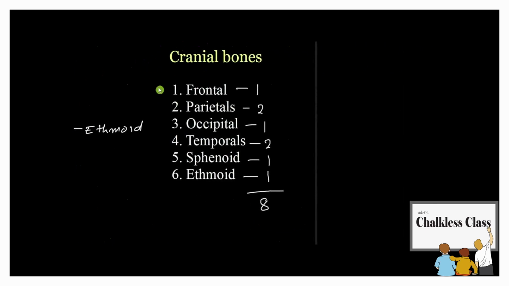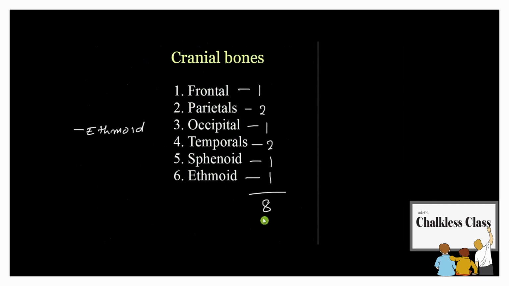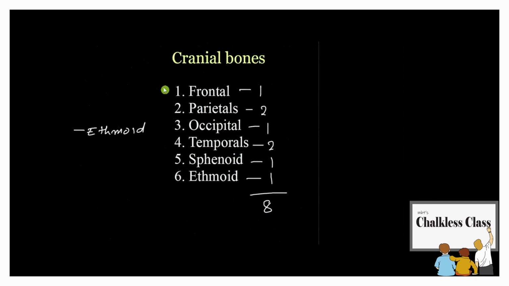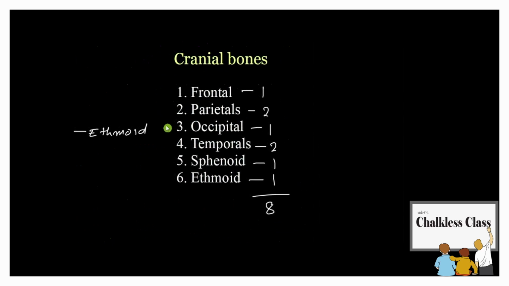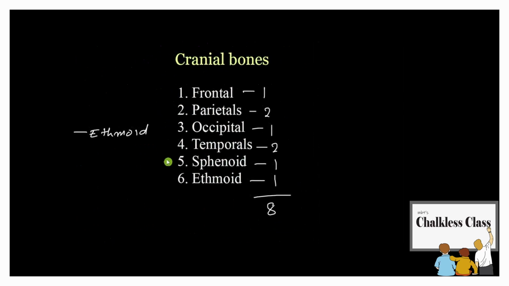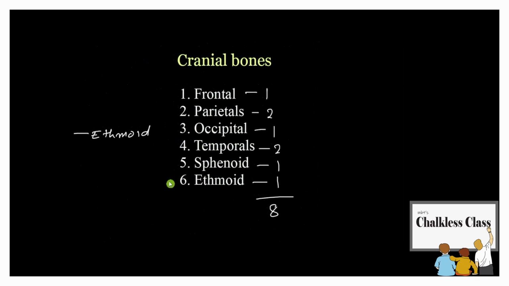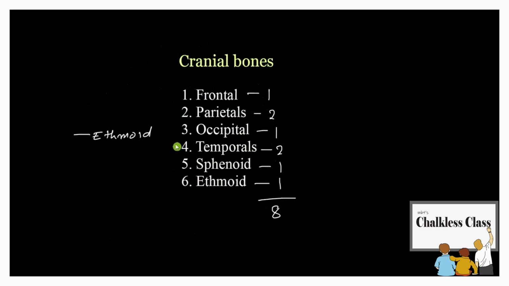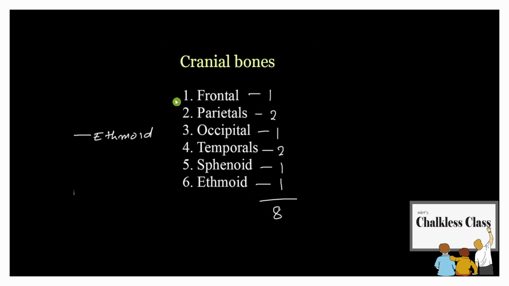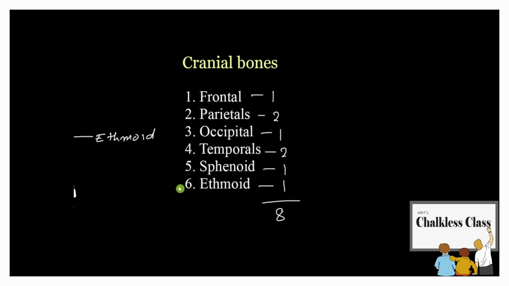Once we recall, the cranial bones are 6 types. The total cranial bones are 8. Frontal 1, parietals 2, occipital 1, temporals 2, sphenoid 1, ethmoid 1. In the cranial bones, the paired bones are parietals and temporals. Unpaired bones are frontal, occipital, sphenoid and ethmoid.